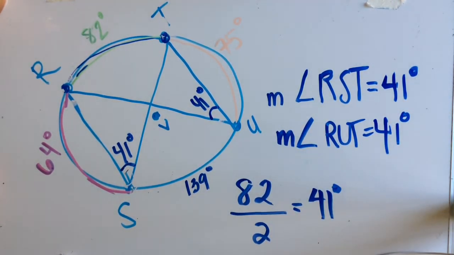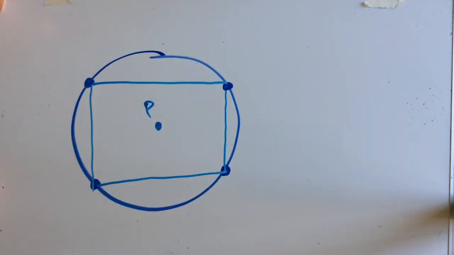Hopefully this is pretty easy. Both of those angles are 41 degrees. This is using my knowledge of overlapping arcs combined with the relationship that inscribed angles and intercepted arcs have. All right, guys, so the next part of our notes talks about inscribed quadrilaterals. Inscribed quadrilaterals are some sort of four-sided figure, right?